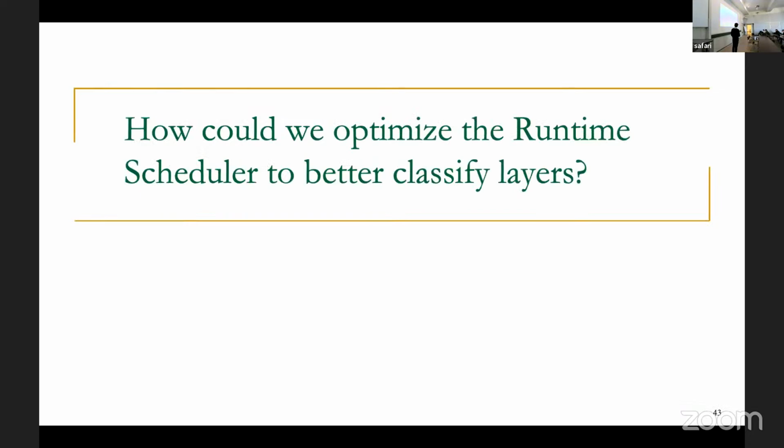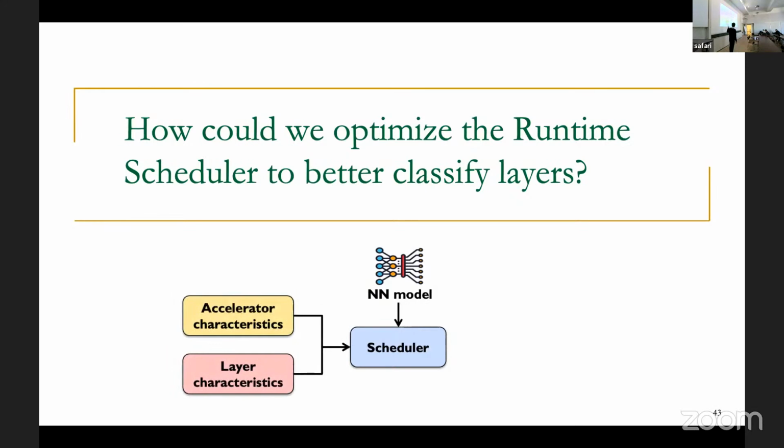How could we optimize the runtime scheduler to better classify layers? To refresh your memory, the runtime scheduler uses this sort of approach where we feed the neural network model into a scheduler, and then we also have to give it the accelerator characteristics and the layer characteristics, and then it outputs the layers. But the part on the left is done manually, so we have to give that information. Are there any ideas on how we could optimize the runtime scheduler?